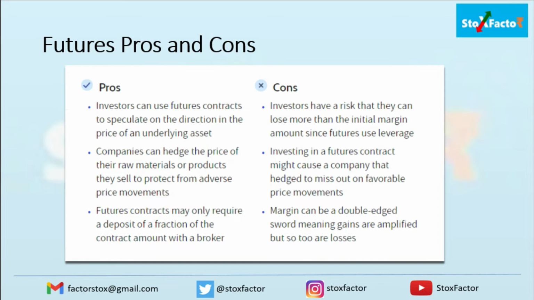The other point is that you should always hedge your position. Investing in a future contract might cause a company that hedges to miss out on favorable price movements. So what does that mean? For example, I mentioned that suppose India has locked the price for crude oil at $55. Now what will happen is, in the market, suppose the price has fallen to $50.